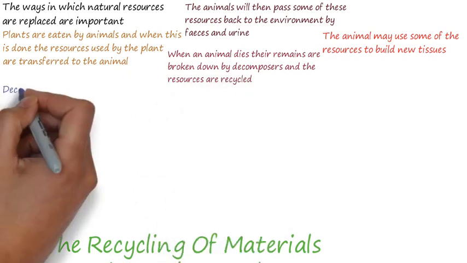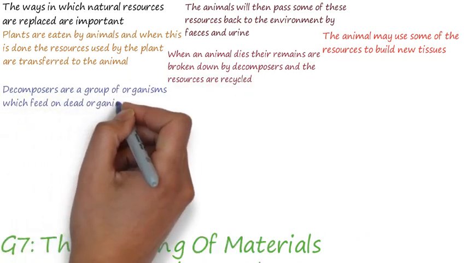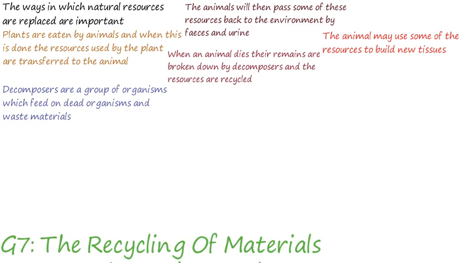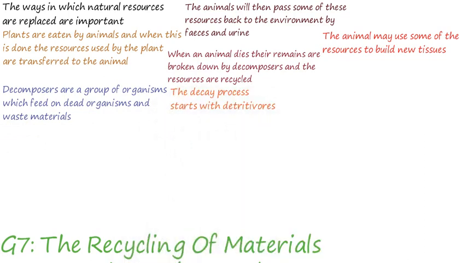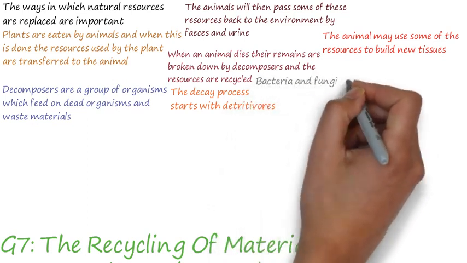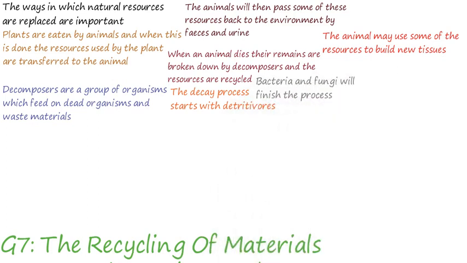When an animal dies, their remains are broken down by decomposers. Decomposers are a group of organisms which feed on dead organisms and waste materials, i.e. feces. The decay process starts with detritivores, such as worms, and then bacteria and fungi will finish the process by digesting all the remaining material.